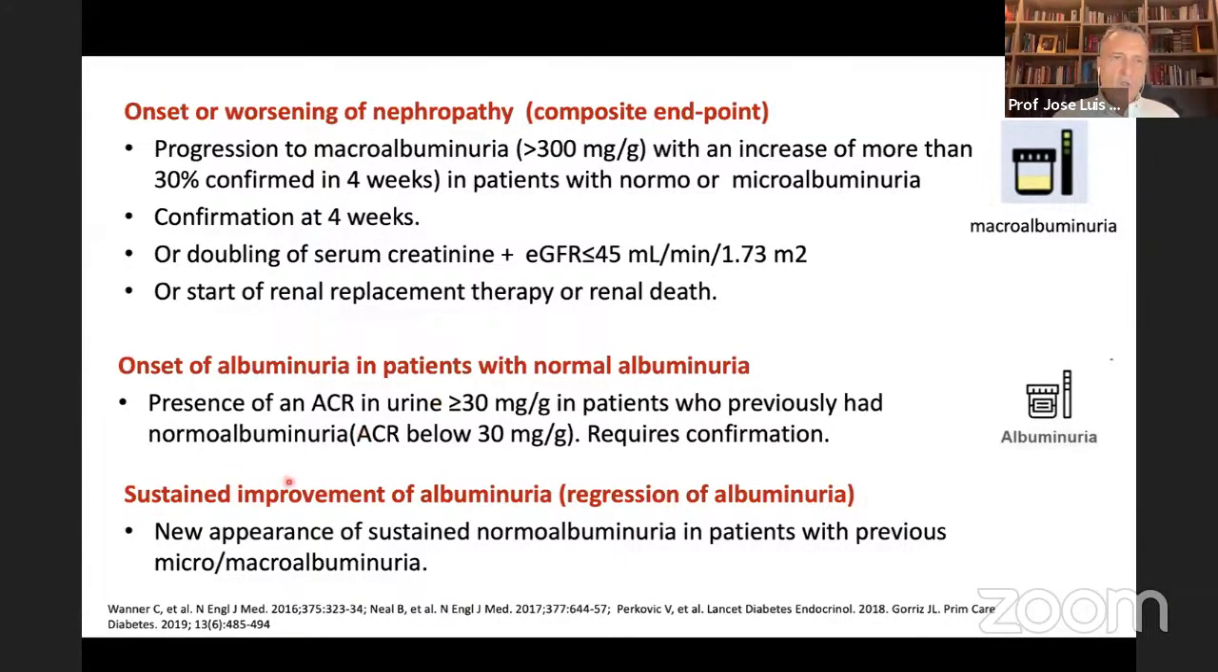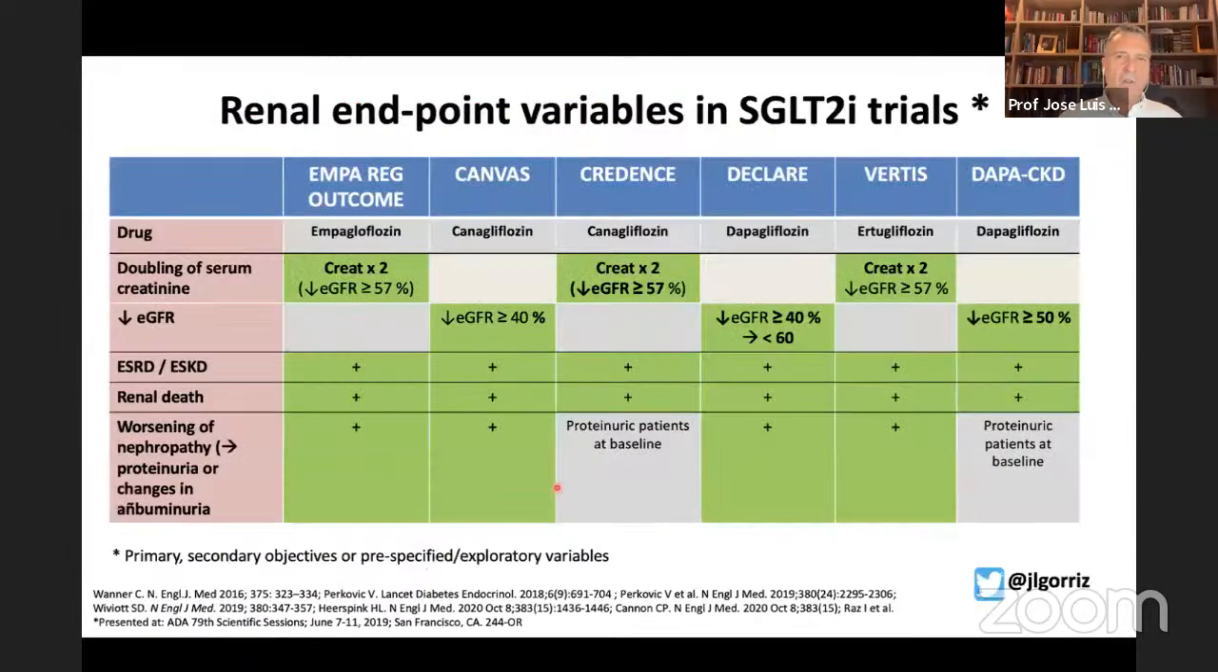And the next point is sustained improvement in albuminuria. This is a new point. 20 years ago, we couldn't believe that albuminuria can regress. With the inclusion of new drugs, especially SGLT2 inhibitors, more of our patients normalize the albuminuria. It is a sustained improvement of albuminuria, and this is included in clinical trials.